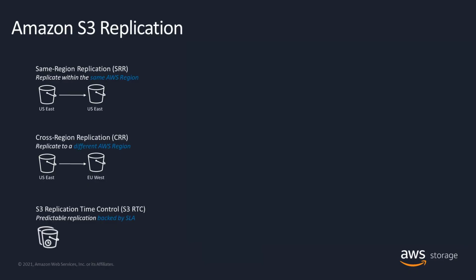S3 replication is an elastic, fully managed, low-cost feature that automatically replicates objects between buckets. S3 replication gives you several options. For example, you can replicate within the same AWS region with S3 same region replication, or different AWS regions with S3 cross-region replication. If you need predictable replication backed by an SLA, S3 replication time control lets you replicate objects within 15 minutes of upload.